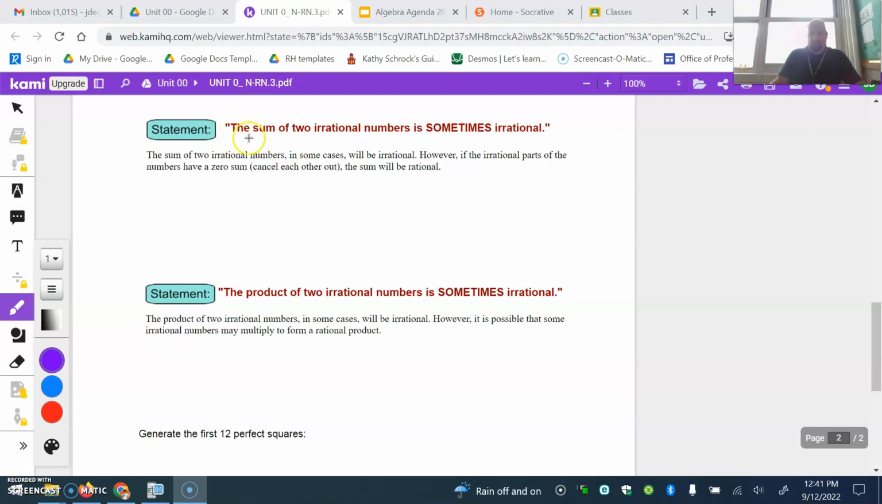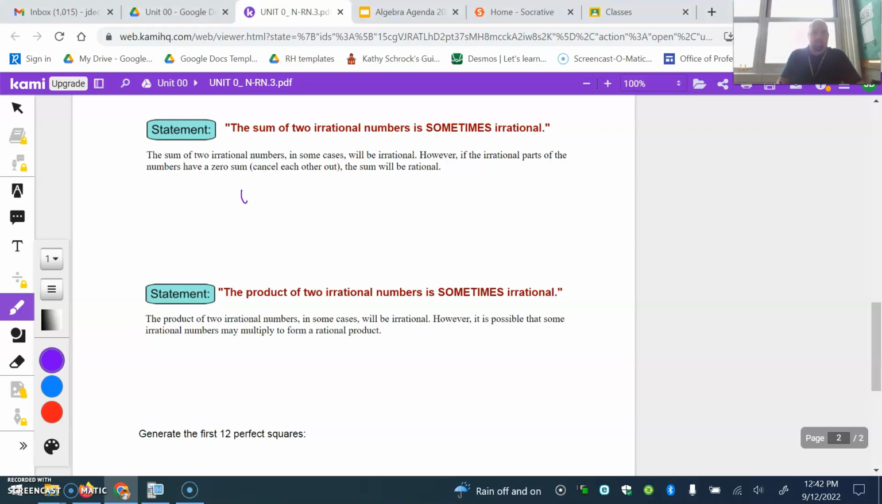So, first one, the sum of two irrational numbers is sometimes irrational. Okay? So, sometimes we can get an irrational number, sometimes we can get a rational number if we add two irrational numbers. The sum of two irrational numbers in some cases will be irrational. However, if the irrational parts of the numbers have a zero sum, in other words, they cancel out, the sum will be rational. Now, let me show you what I'm talking about.